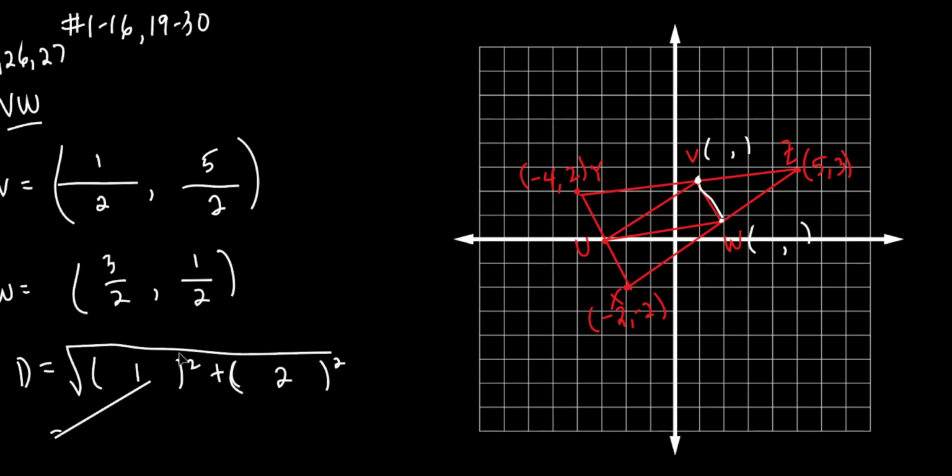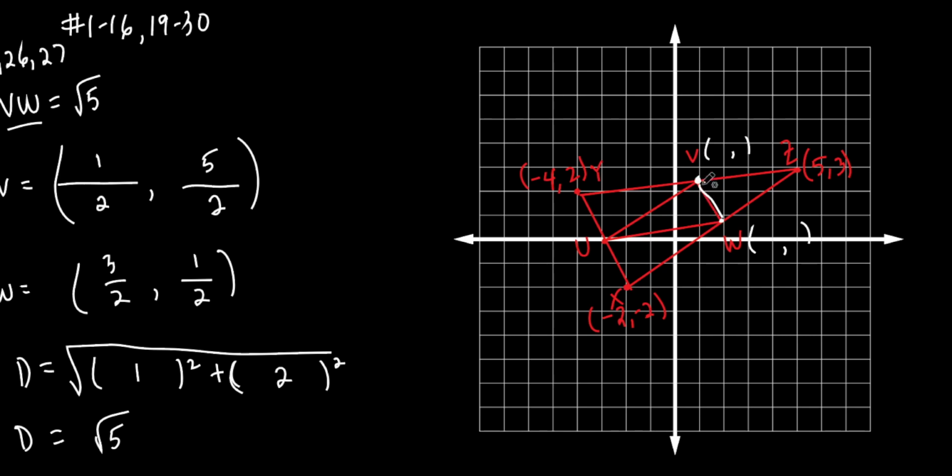This is 1. This is 4. So what is that? Square root of 5. So that's the distance. So that's the answer for VW. It's the square root of 5. That's that length right there.